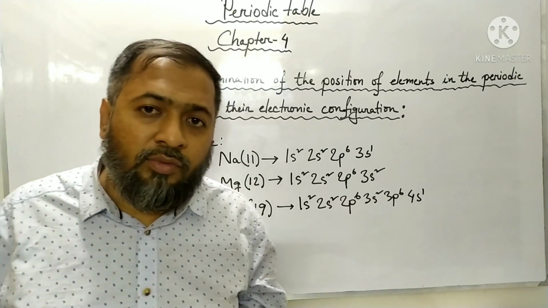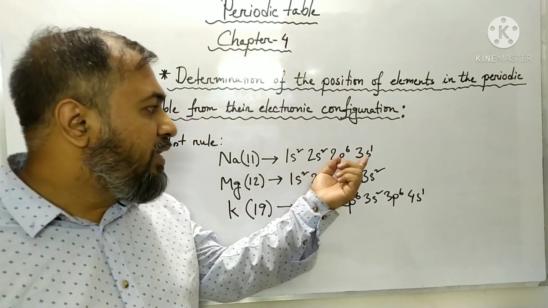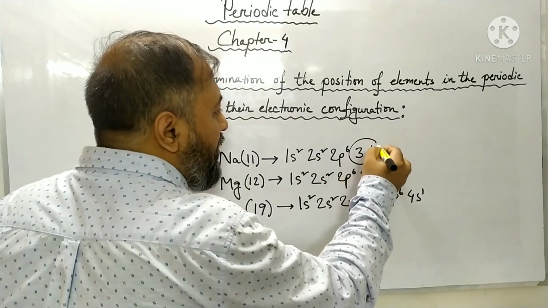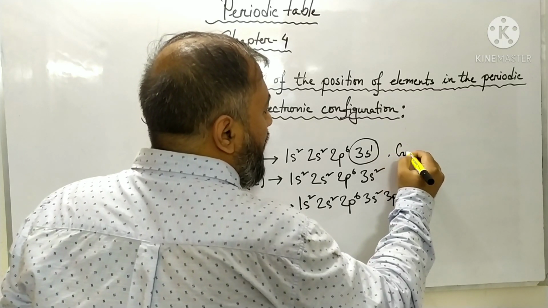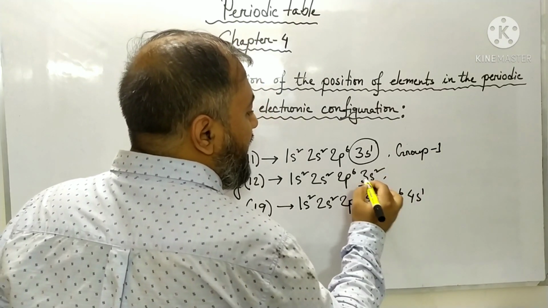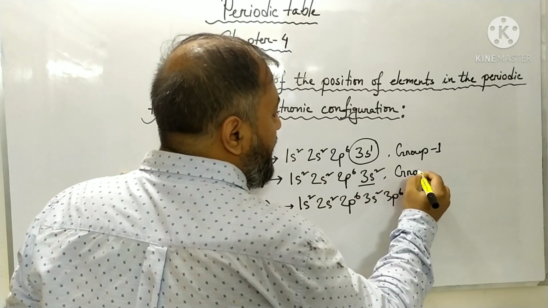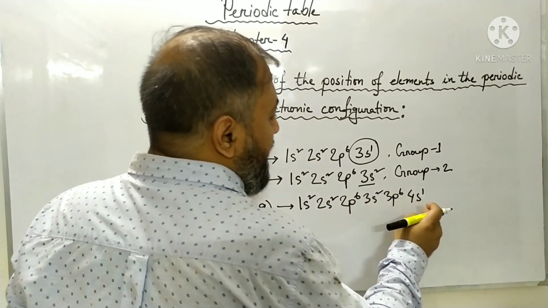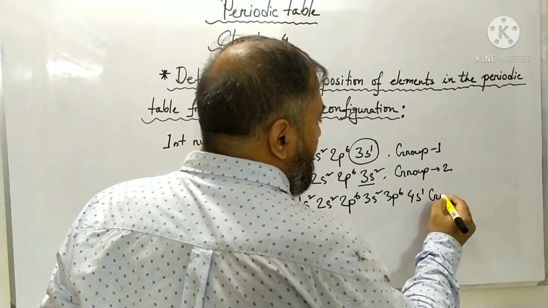So how can we find out the group number? We can find it by observing the number of electrons in the s orbital. In the first place, the total number of electrons is 1, so the group number of that element will be 1. In the second place, the total number of electrons in the last energy shell, that means 2s2, is 2. That means the group number will be 2. And in the third place, the last energy shell is s, with 1 electron, that's why the group number will be 1.